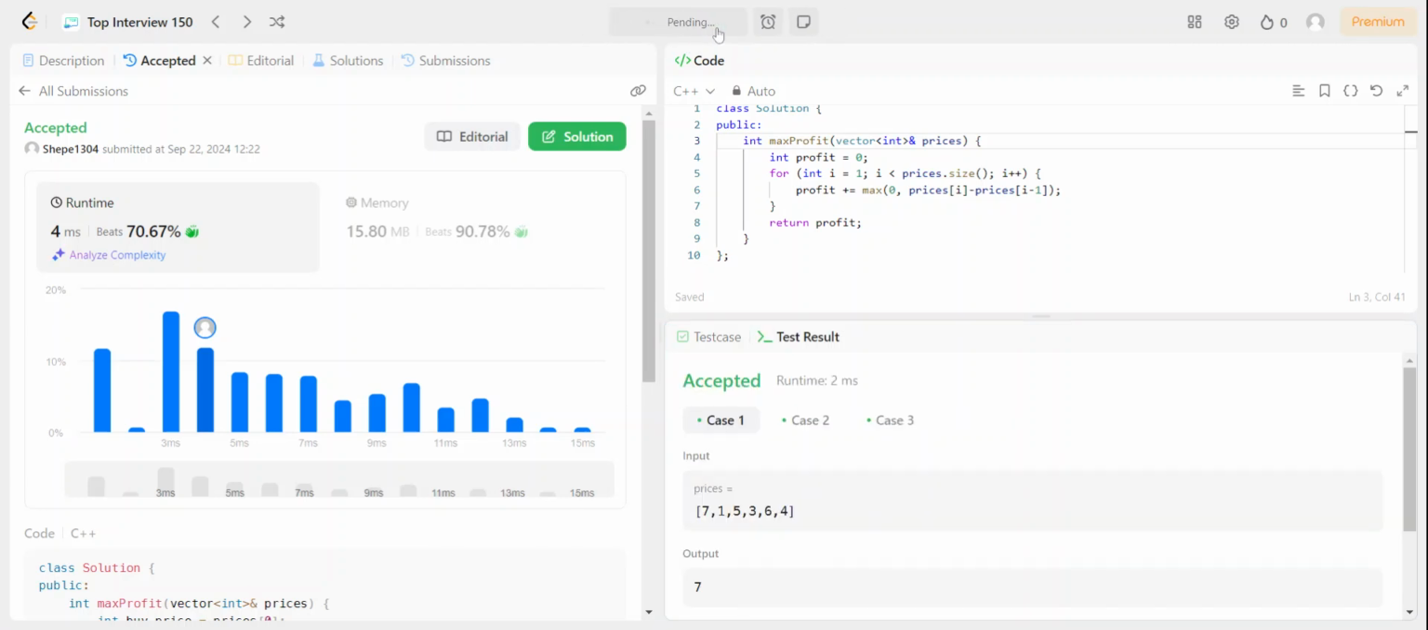Let's submit that. Yeah, that's significantly better. So that's the problem, guys.